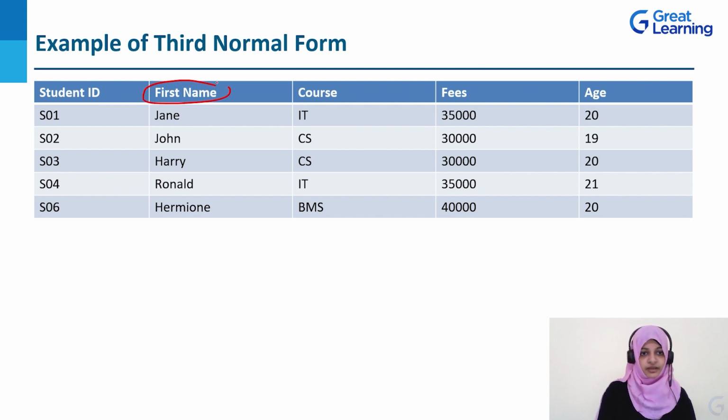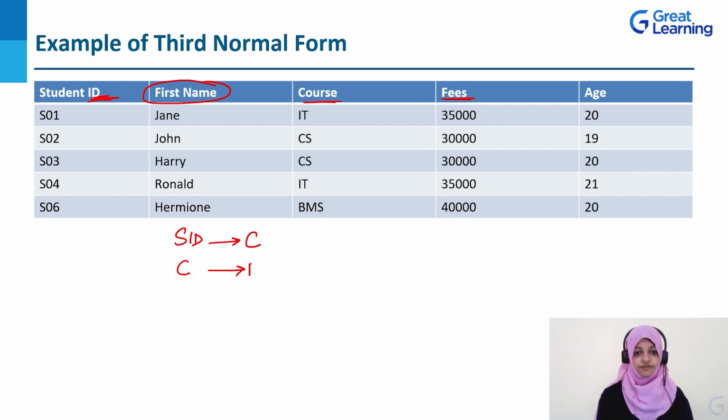So, first name is dependent upon student ID, course is dependent upon student ID, and fees is dependent upon the course, and because the course is dependent upon the student ID, we can say that the student ID is dependent upon the fees. So that you better understand it, let me write it down. Student ID defines the course and the course defines the fees. As such, because of this particular relation, we may say that the student ID is what is defining the fees.